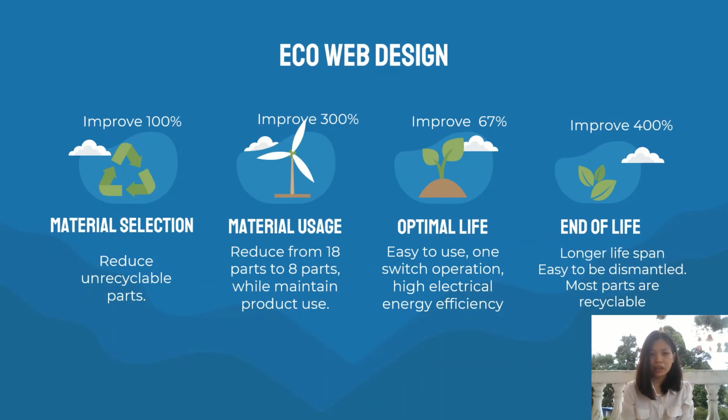And for the material selection, we improve 100% where we reduce the unrecyclable parts. And the second thing, we improve 300% for the material usage from 18 parts to 8 parts while we maintain the product use. And also, we improve the optimal life by 67%. It is easy to use, with one switch operation, and also high electrical energy efficiency. The fourth thing is an increase for the end of life of 400%, which has a longer lifespan and is easy to dismantle. Most parts are recyclable.